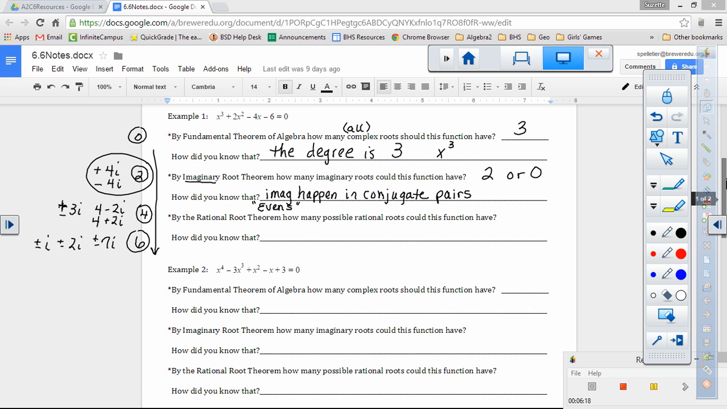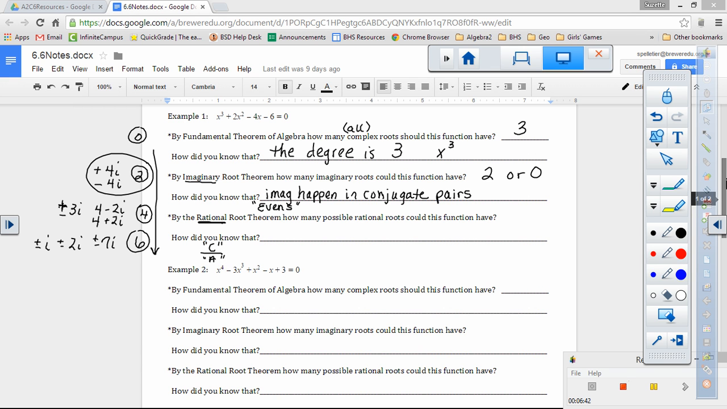Okay? The same case happens for the rational root theorem, so to speak. How many possible roots could this function have? This is asking me rational. So this is our whole numbers, no radicals, no imaginaries, nothing. This is the first thing that we did, where we did factors of C divided by factors of A.